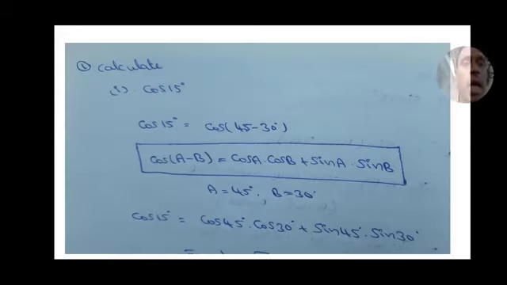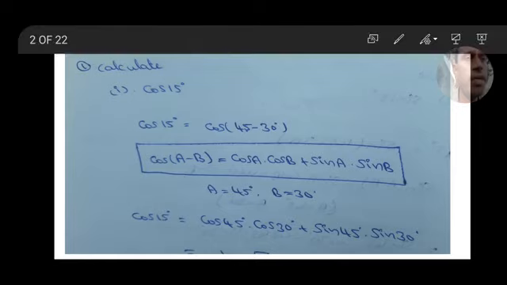First problem, calculate cos 15 value. What is the cos 15 value? How to find out? Already in the previous class we discussed sin 15 value. In this class, first problem cos 15. Cos 15 can be written as cos of 45 minus 30. 45 minus 30 how much? It is 15. It is of the form cos of a minus b.